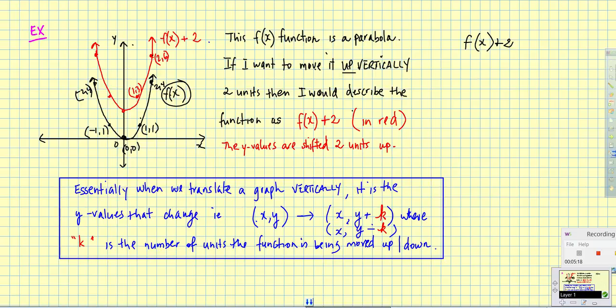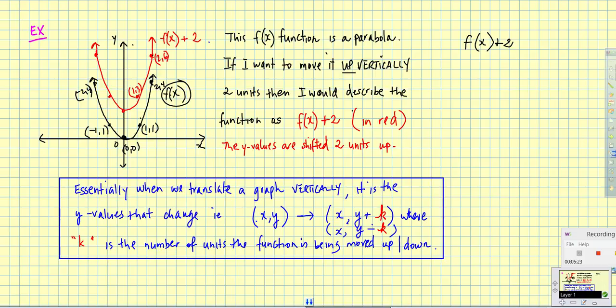Now, I realize that the graphs are off of the squares right now, so it's hard to see, but I have moved the graphs up 2 units and down 3 units accordingly, and I've done it correctly. So I would describe the graph being moved up as f of x plus 2, and what that means is that all the y values are being shifted up 2 units.